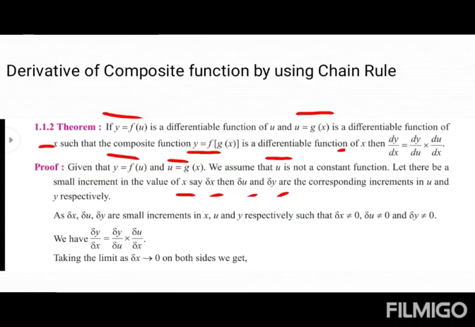Now consider del x, del u and del y as the small increments in x, u and y respectively, such that del x does not equal 0, and the same for del u and del y. Let us consider the equation: del y upon del x is equal to del y upon del u into del u upon del x, taking the limit del x tends to 0 on both sides. See here, we have to take the limit of this equation.